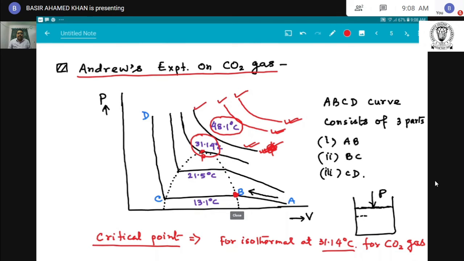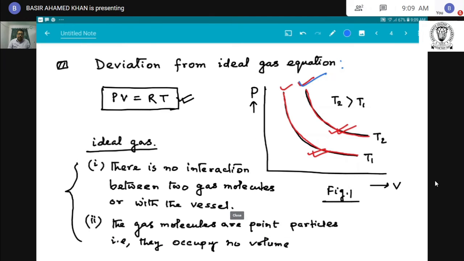That means, if I increase the temperature of carbon dioxide gas and plot the PV diagram, then there will be no horizontal portion, and these upper curves are rectangular hyperbolas, similar to the ideal gas isothermals, or the ideal gas PV diagram.